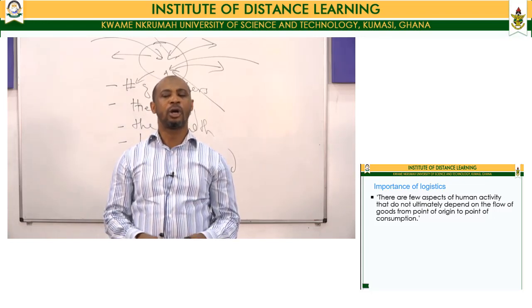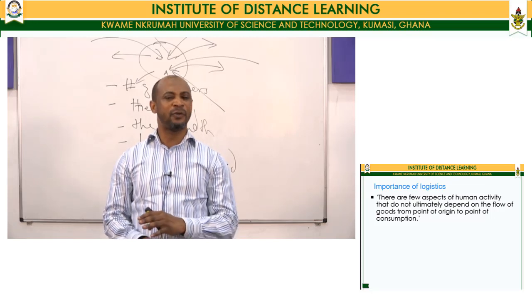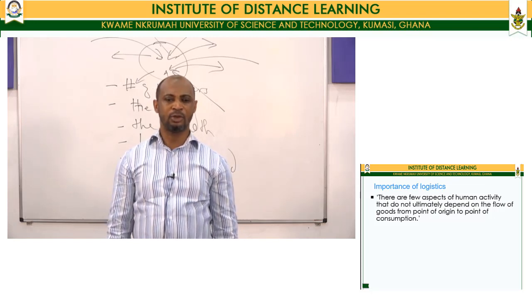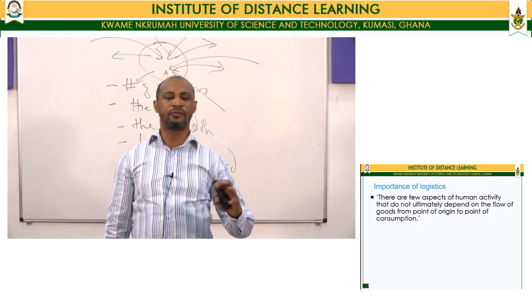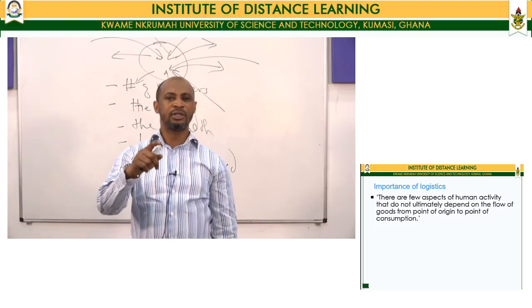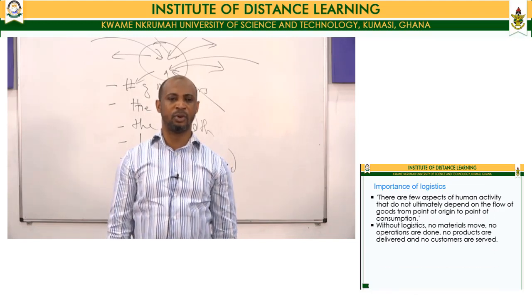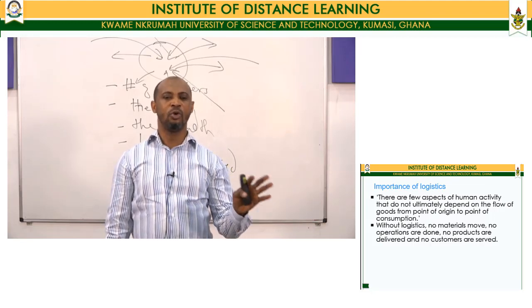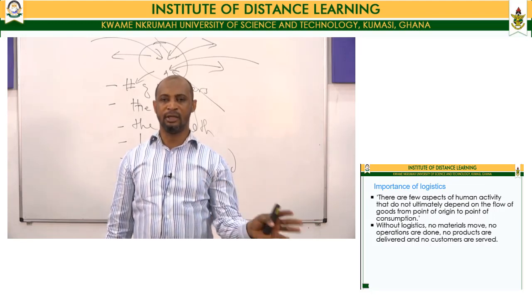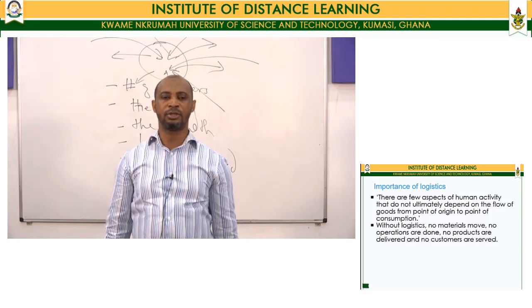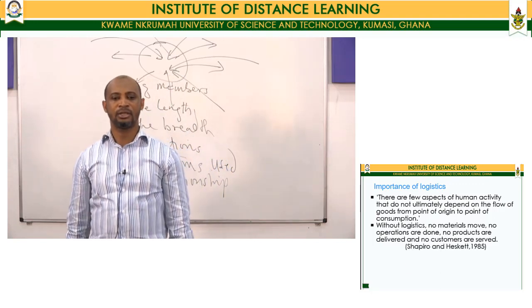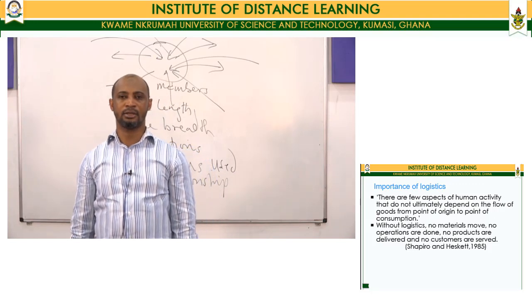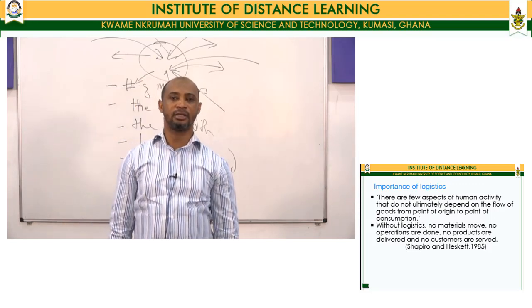Now, very few human activities do not depend on the flow of goods from one point to another. Therefore, logistics ensures this, and so it is important. And without logistics, no materials will move. There will be no operations, there will be no products delivered, and no customers will be served. This is according to Shapiro and Haskett. And they said this way back in 1985.